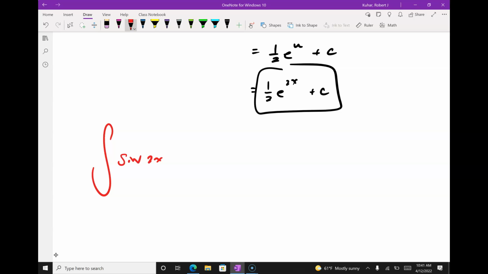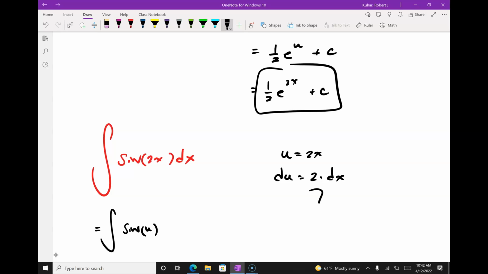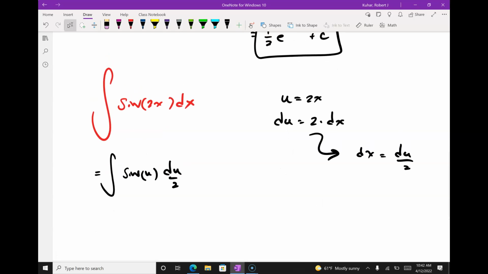Sine 2x dx. It's clear I have an inside, right? So let u be the inside. U is 2x. What's du? 2 dx. So I now have sine of u. And if you notice here, if I solve this for dx, I get dx equals du over 2. So there it is, du over 2. And that 1/2 can come out.